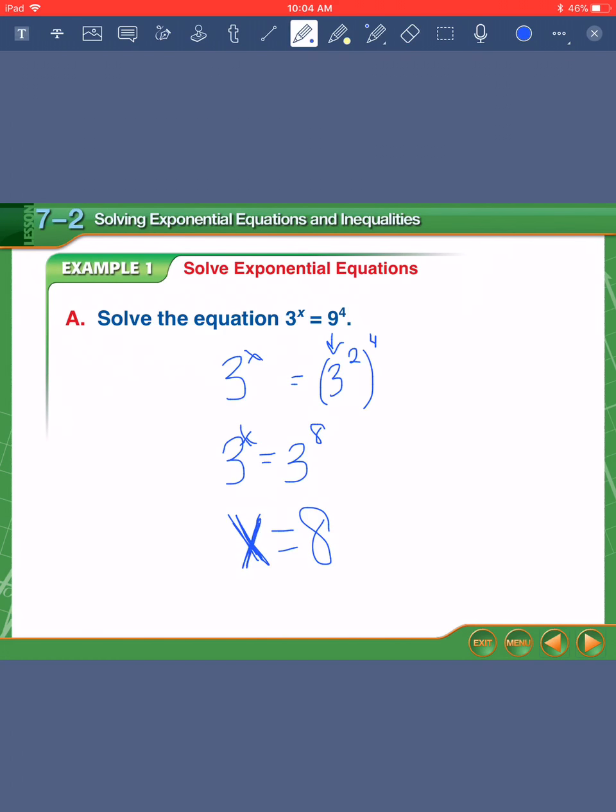My marker's not working very good. So we end up with x equals 8. And if you put in the calculator 3 to the eighth power, you'll get the exact same answer as when you put in 9 to the fourth power.